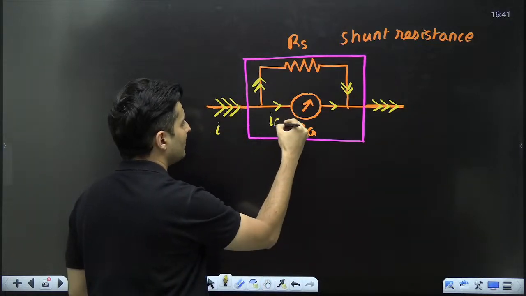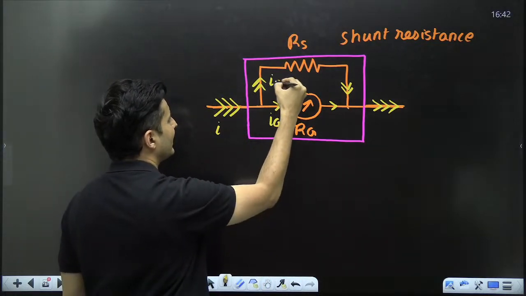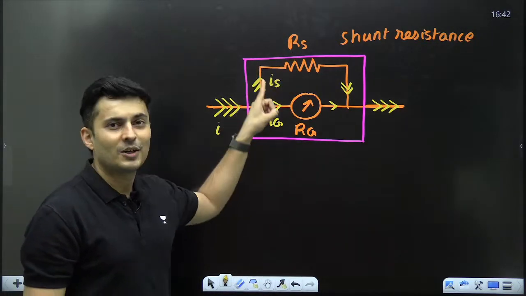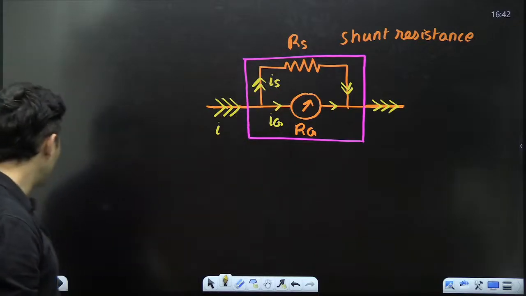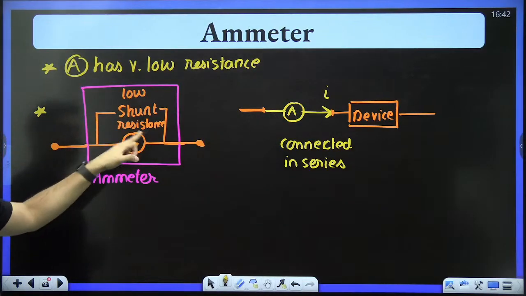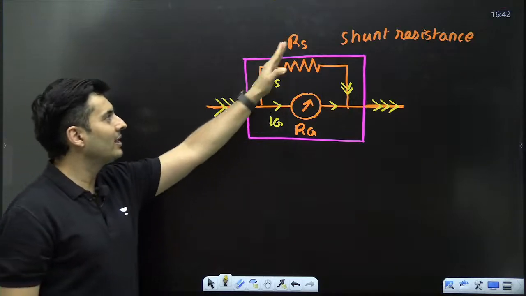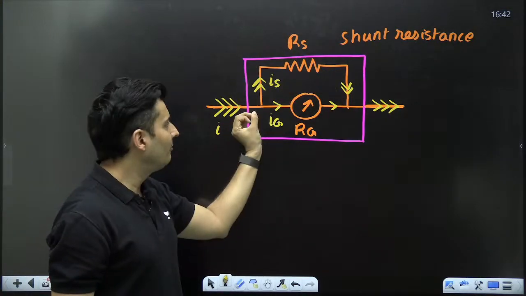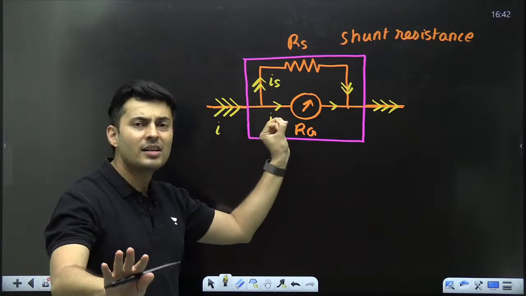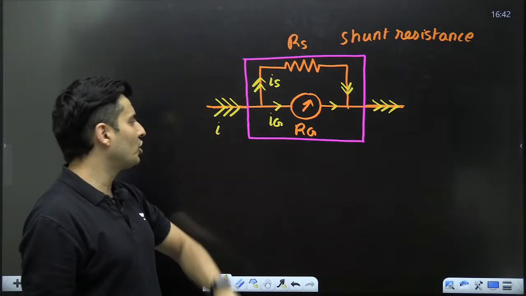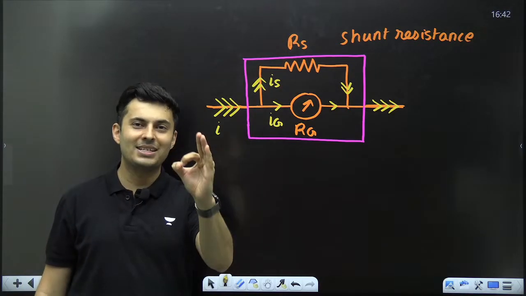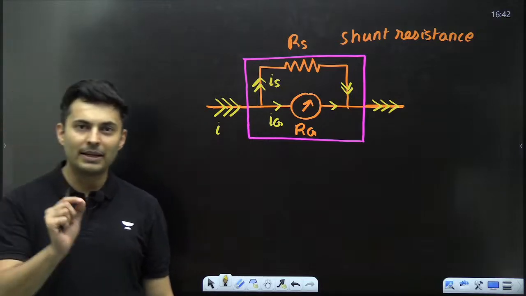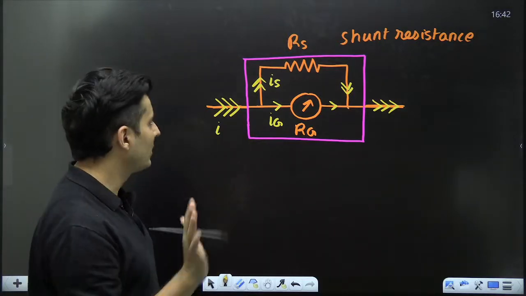So here the current is basically Ig. Here the current is basically Is. To do that, the shunt resistance should be very small. That's why I also mentioned it over here, low shunt resistance. The moment the shunt resistance is low, most of the current will bypass through this and very little current will go, just enough to measure how much the actual current is. Is that clear, my dear students? Everybody with me? Perfect? Awesome.